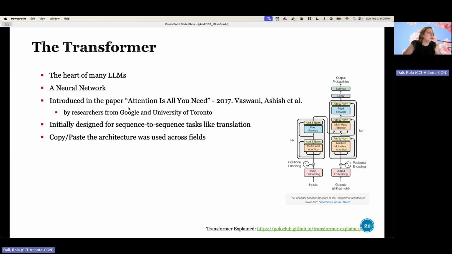This was work from researchers from Google and the University of Toronto. It was initially designed for sequence-to-sequence tasks, like translation. I don't know that they knew that it would take the world by storm. This is what it looks like. Because the mathematical model tends to be too complex, we visualize it abstractly like this. So you've got your inputs. I don't want to go into too much detail, but you've got an encoder, and then you've got a decoder, and then there's a cross attention in between.